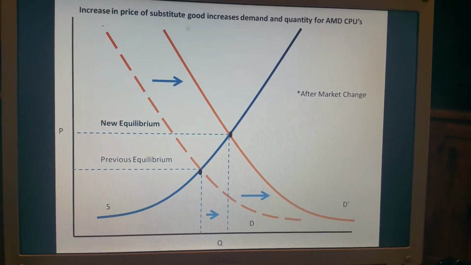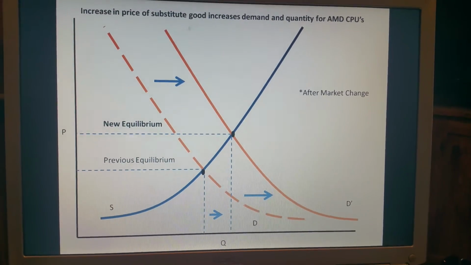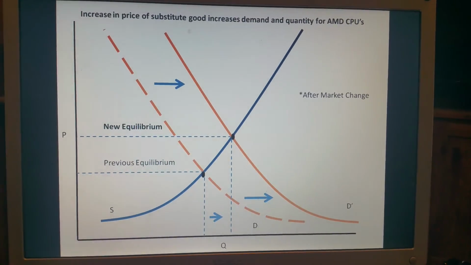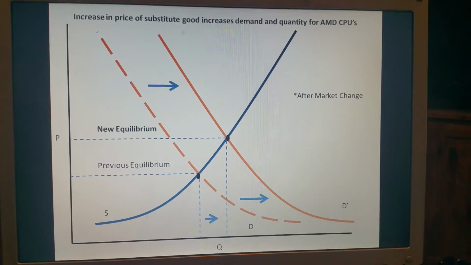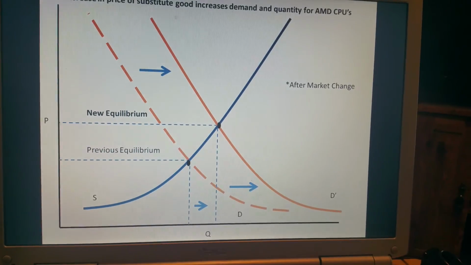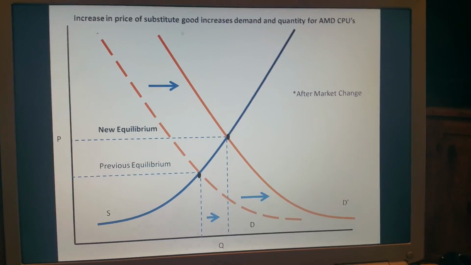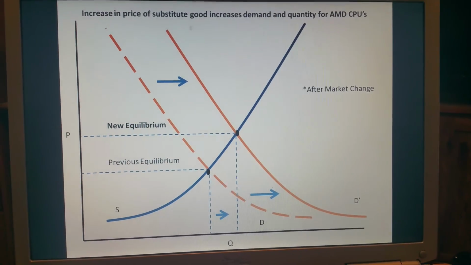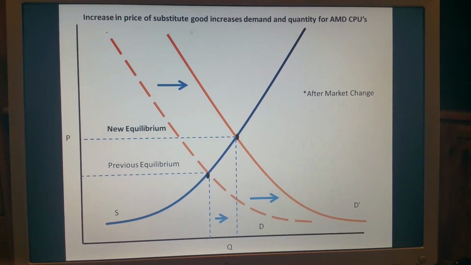shows the demand for AMD CPUs will increase as well as their quantity, because the price of Intel CPUs will increase because of the shortage of input supplies. This showcases the shift to the right of the demand curve and the increase in quantity for AMD CPUs. So here you can see that my original demand curve has shifted to the right and is now portrayed by D prime. This shift shows also the new equilibrium price.